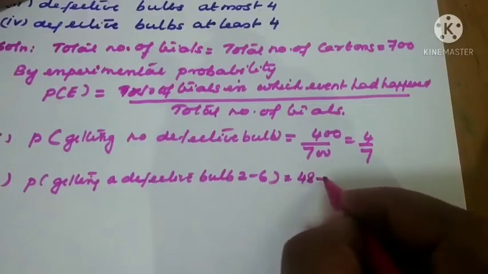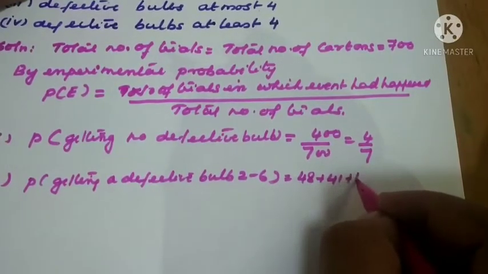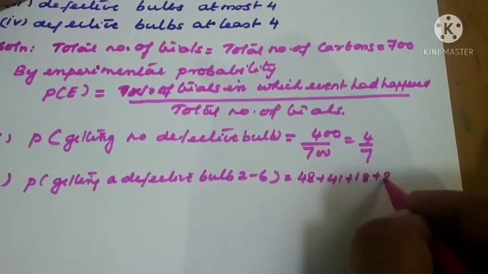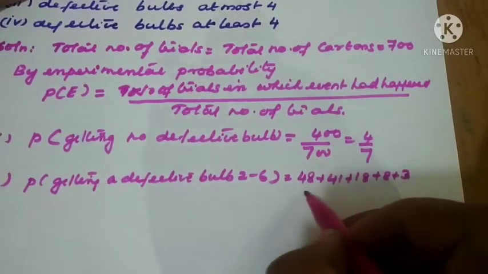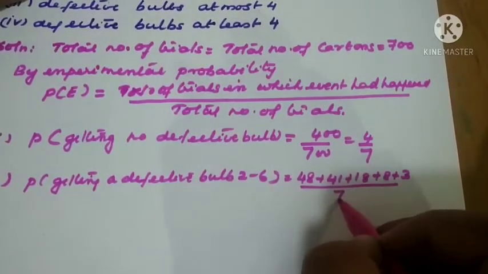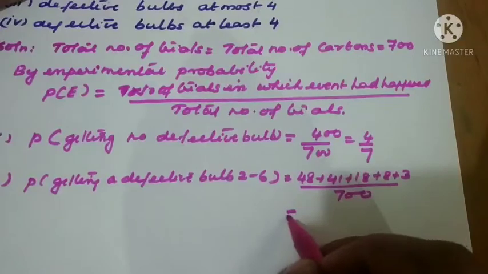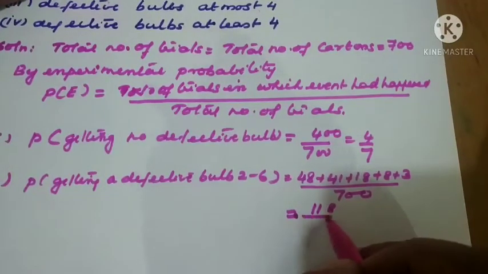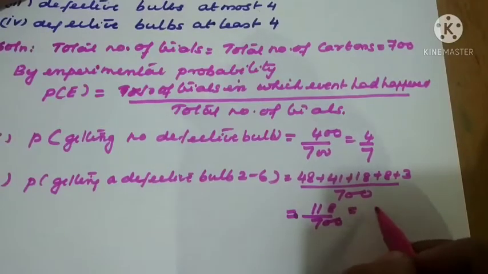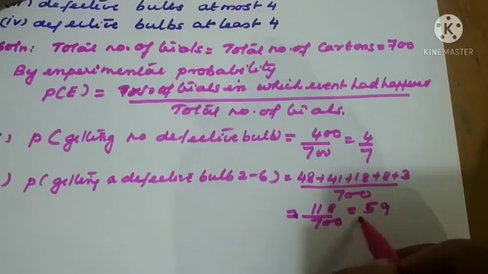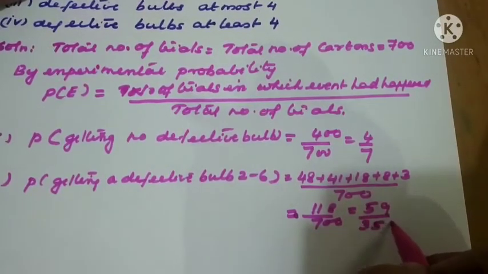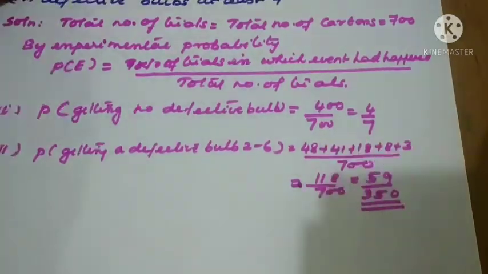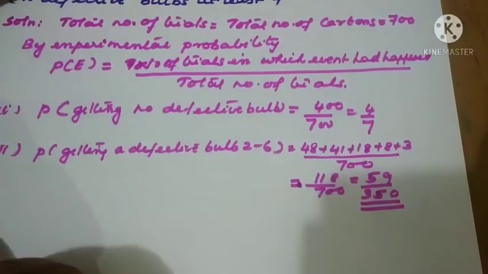48 plus 41 plus 18 plus 8 plus 3 divided by 700 equal to 118 by 700, or we can simplify 59 by 350. What is the third question?